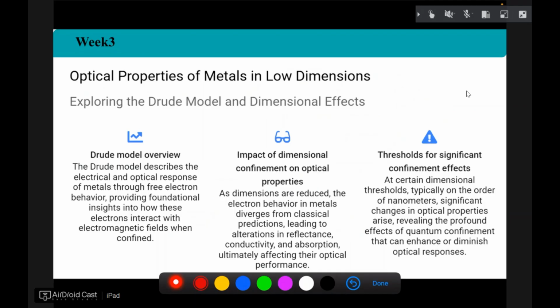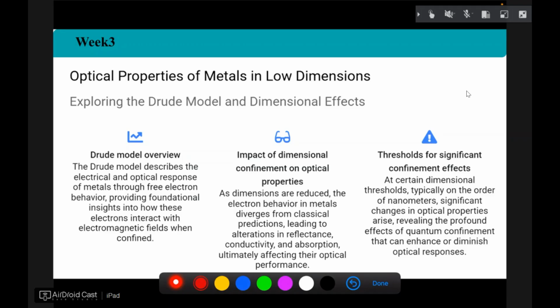So we explored the Drude model and dimensional effects. So what was the Drude model? The Drude model described the electrical and optical response of matter through free electron behavior, providing the foundational insight into how these electrons interact with electromagnetic fields. When confined, what is the impact of dimensional confinement on optical properties? As the dimensions are reduced, we saw that there will be dependency on spatial frequency, and the electron behavior in matter will diverge from classical predictions, leading to alterations in absorption, reflectance or conductivity, so that will eventually affect their optical response.